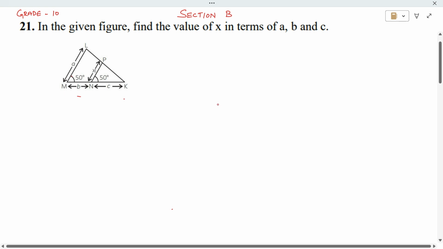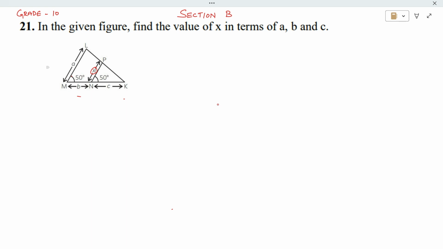Question number 21. In the given figure, find the value of x in terms of a, b, and c. So I have to represent x in terms of a, b, and c. First, let me consider the two triangles KNP and KLM. Here, angle K is equal to angle K because it is a common vertex, and angle PNK is equal to angle LMN. If the corresponding angles are equal, I can specify PN is going to be parallel to LM, isn't it?